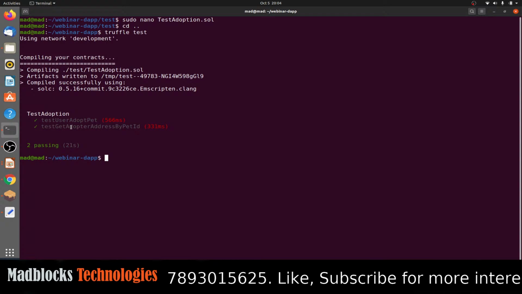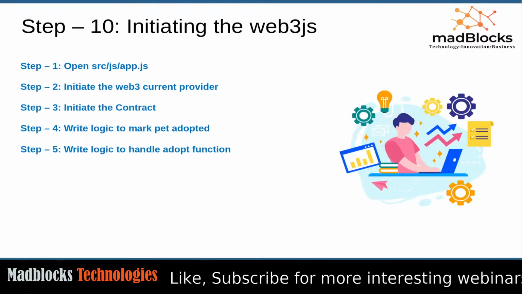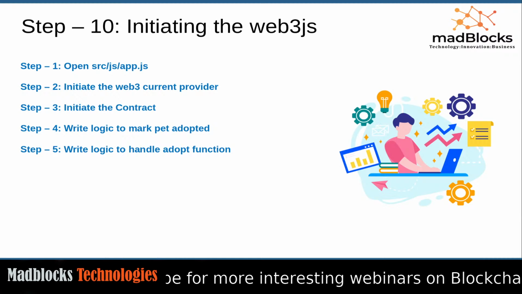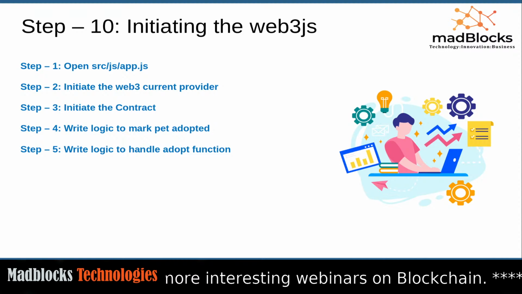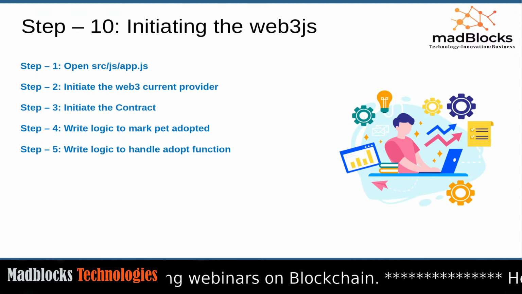So web3.js is a JavaScript API, so we have to connect. Before we deploy this, we have to connect the smart contract with web3.js. web3.js is nothing but the JavaScript Ethereum API, where you can connect the backend with the front end.